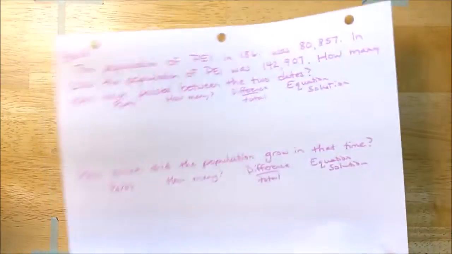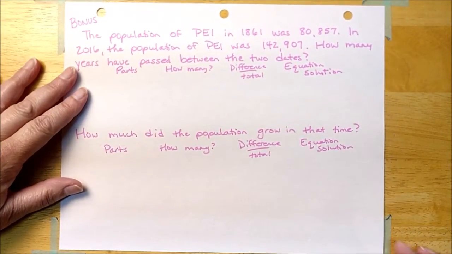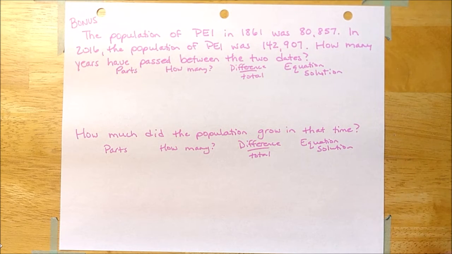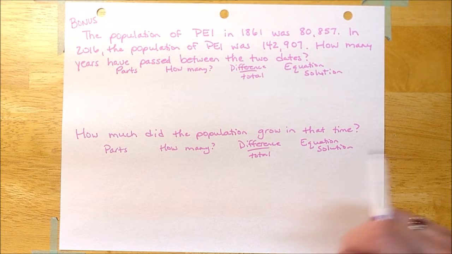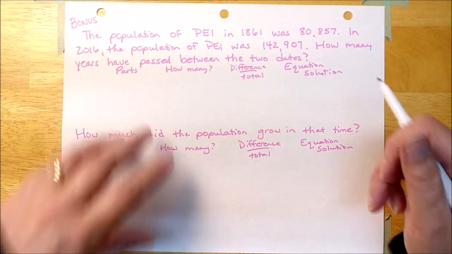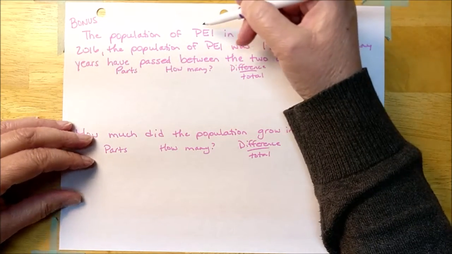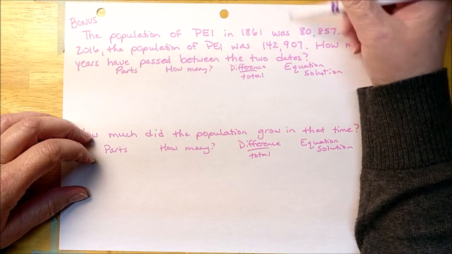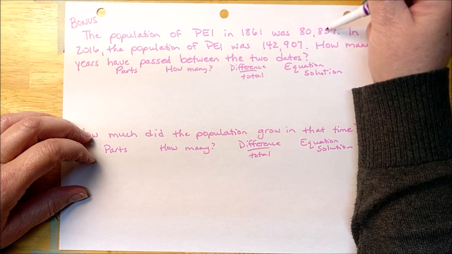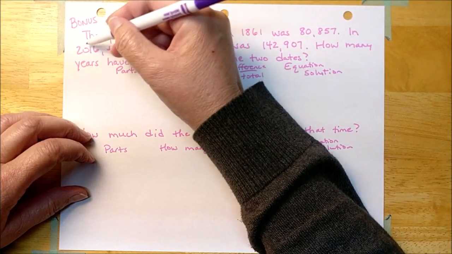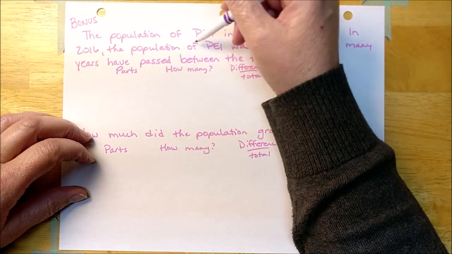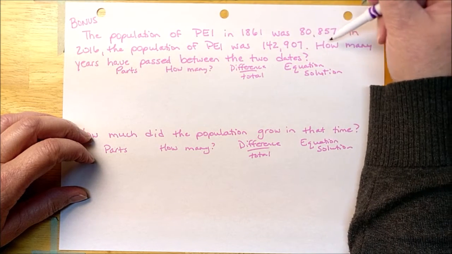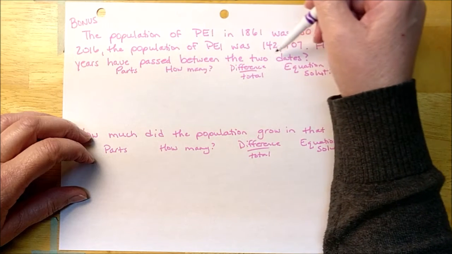Okay, this last one, it's a bonus question, so this might be a little tougher, so let's see what we can do. I'm going to ask you to pause it and see if you can figure it out, and then come back and we'll see how you did. Okay, we're back. So the population of PEI, Prince Edward Island, in 1861 was 80,857 people. In 2016, the population of Prince Edward Island was 142,907 people. How many years have passed between the two dates?